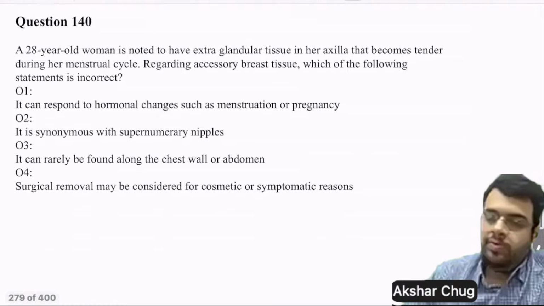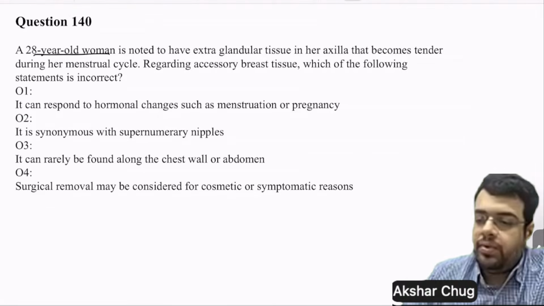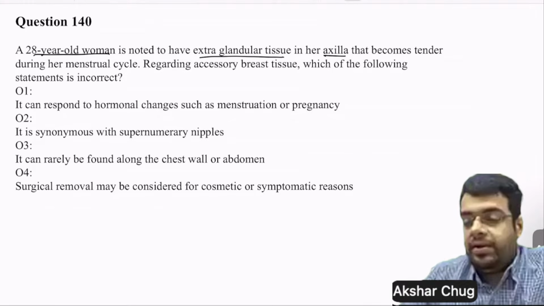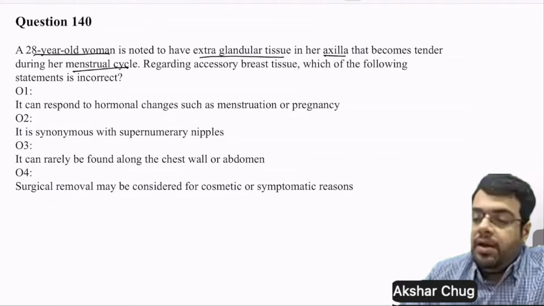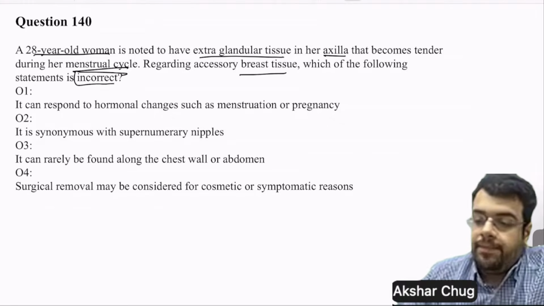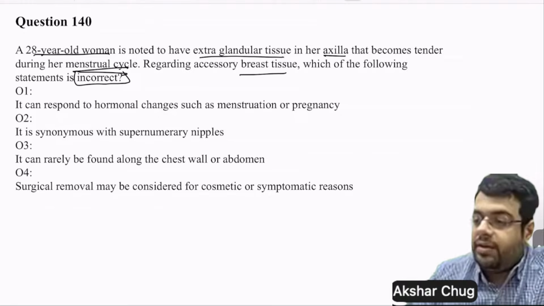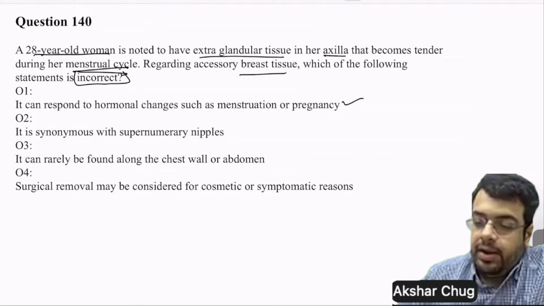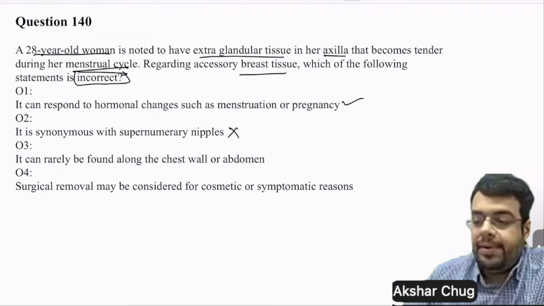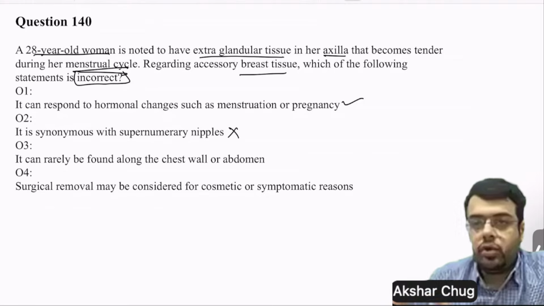Question 140. A 28-year-old woman is noted to have extraglandular tissue in her axilla that becomes tender during her menstrual cycle. Regarding accessory breast tissue, which of the following statements is incorrect? It can respond to hormonal changes such as menstruation or pregnancy. This is correct. It is synonymous with supernumerary nipples. So this is wrong. Mammary tissue and having an extra nipple are two completely different things.